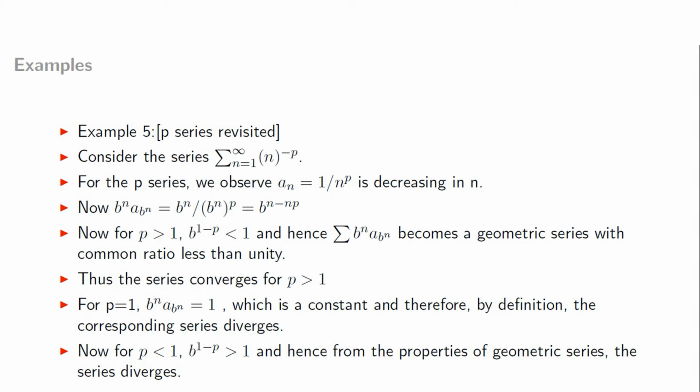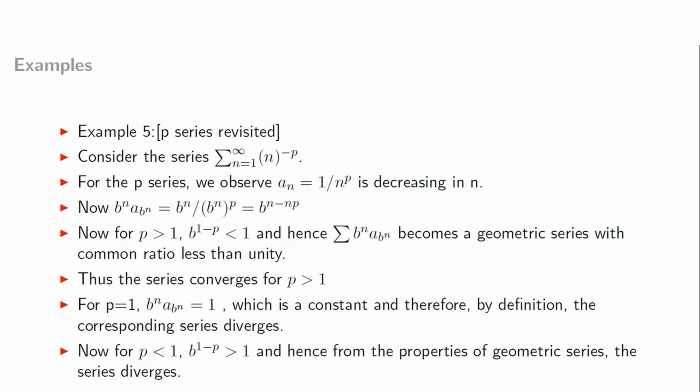So as already discussed, the nth term for a p series is n to the power minus p, and we also observe that this nth term is decreasing in n. Now, a b to the power n, for some b greater than 1, is nothing but b to the power n minus np. Now for p greater than 1, b to the power 1 minus p is less than 1, and hence the summation of b to the power n, a b to the power n, becomes a geometric series with common ratio less than unity. Thus the series converges for p greater than 1.